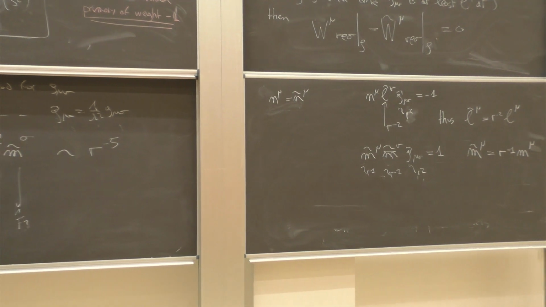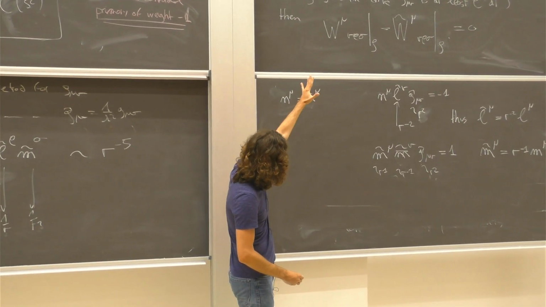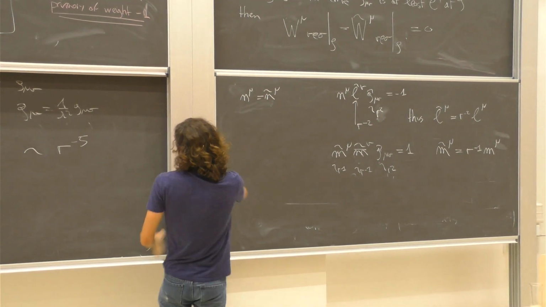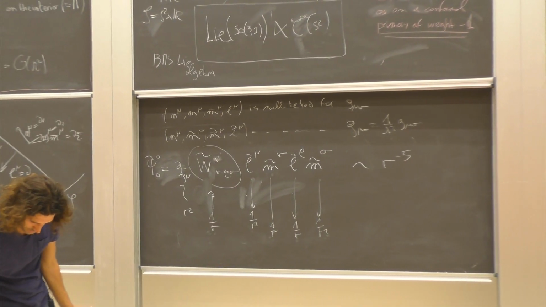All right? This is how these things, which look very local, just saying that the Weyl tensor vanishes at scri, give you the peeling. And I think that's all I wanted to say for today.